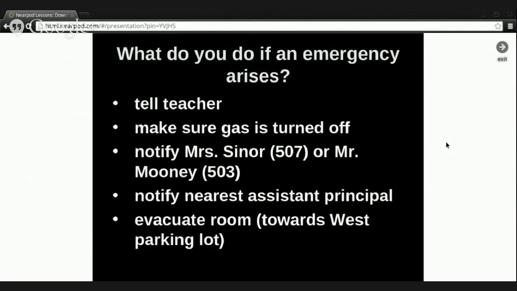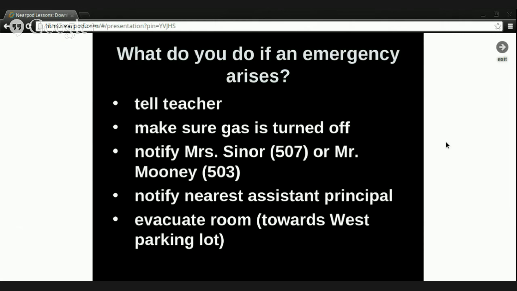So what do you do if an emergency arises? You first tell the teacher that the emergency occurred. You don't run out and go somewhere else. Make sure that the gas, if there's gas on, you turn it off. You notify the teachers next door, Ms. Thomas, and then Mr. Mooney, which is on that side. Either one of them. Those are the teachers because they're neighboring teachers.